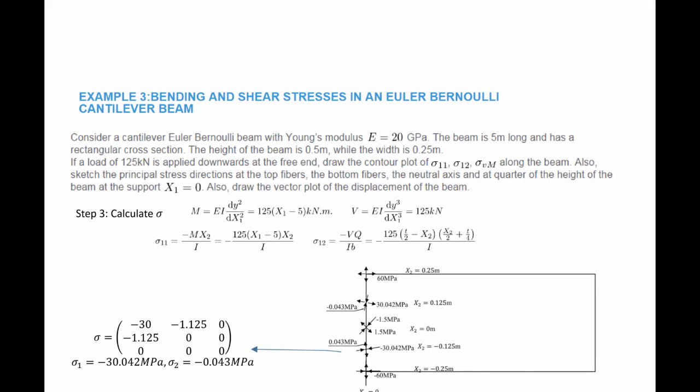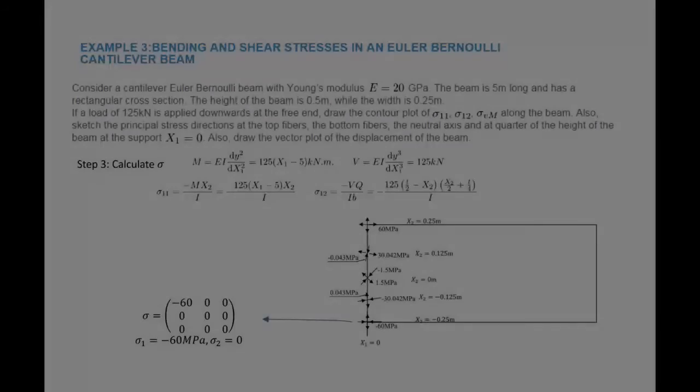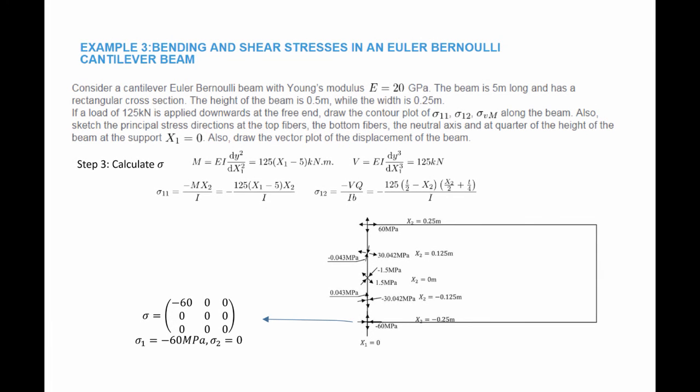The next point, x1 is equal to 0 and x2 is equal to negative 0.125. Substituting, you'll get these values for the stresses and these values for the principal stresses. Finally, the last point, x1 is 0 and x2 is negative 0.25. The stress matrix has this form and the principal stresses are negative 60 and 0. And the orientation is negative 60 in this direction and 0 in the vertical direction.